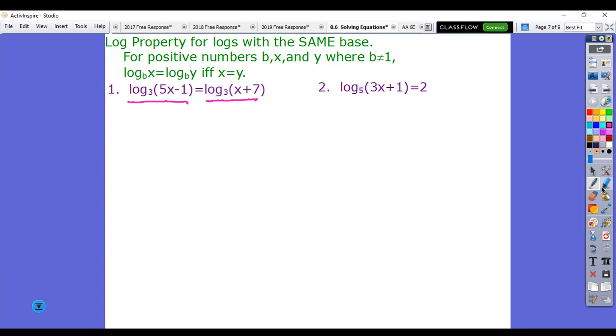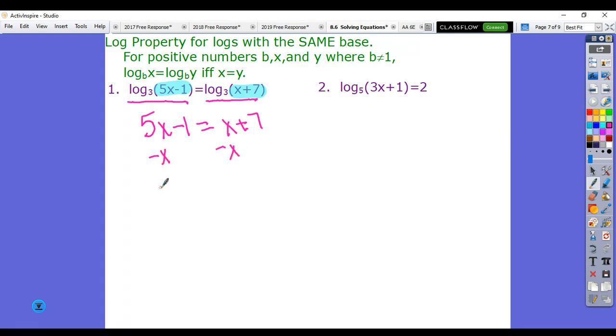Well, if we're taking logs, if I'm taking log of 5x minus 1 and it equals log of x plus 7, that must mean that 5x minus 1 has to equal x plus 7 to make it true. So if you have one log on each side, the logs are already equal. What makes the insides equal to each other? So you're just going to turn log equations into regular equations and you solve it just like algebra.